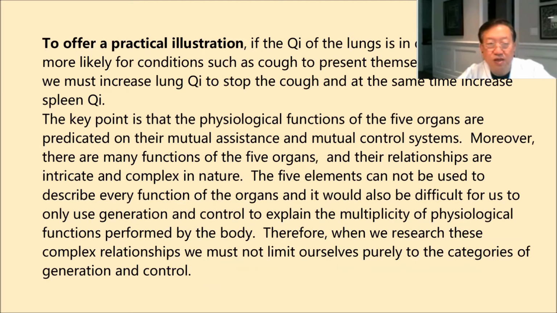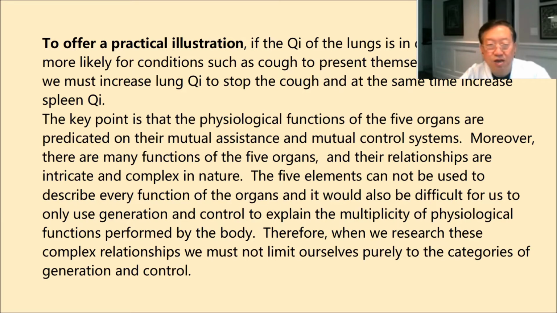To offer a practical illustration of how this works, if the qi of the lungs is in deficit, it will be more likely for conditions such as cough to present themselves. In this case, we must increase lung qi to stop the cough and at the same time increase spleen qi. The key point is that the physiological functions of the five organs are predicated on their mutual assistance and mutual control systems. Moreover, there are many functions of the five organs, and their relationships are intricate and complex in nature.